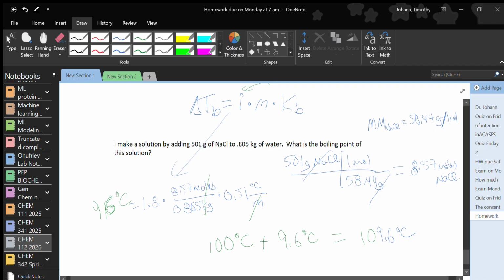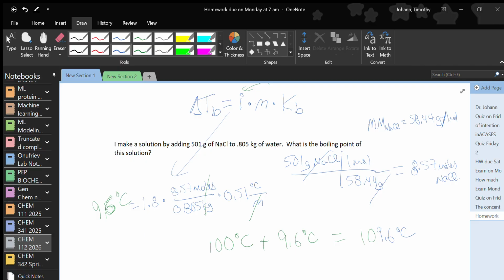Okay, and I'm out of time. Yes? So this might be a silly question, but how do you know when to add and subtract? How do you know whether to add or subtract? That's a great question. So boiling point is boiling point elevation. You always add for boiling point. It's freezing point depression. You always subtract for freezing point. Okay, thank you. That's a great, thank you for asking that.